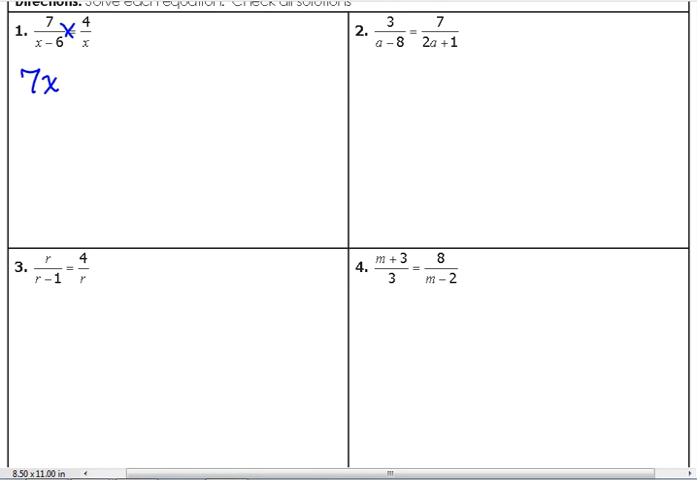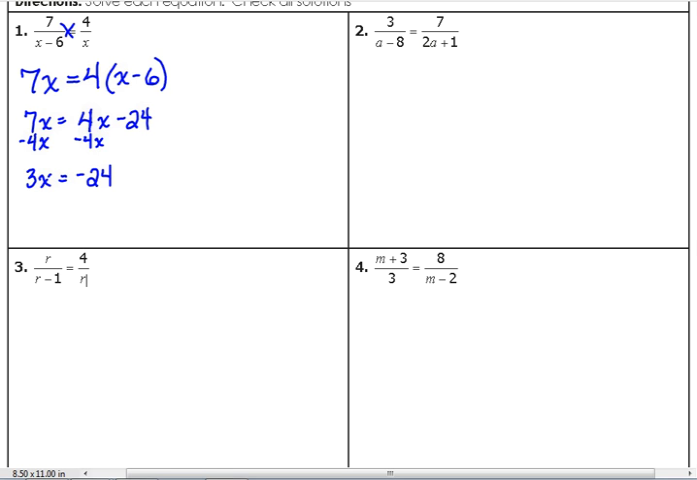So 7 times x is equal to 4 times, now this is where you're going to have to be careful. We got to put parentheses around the x minus 6 because we've got to distribute. So we've got 7x is equal to 4x minus 24. This is just a simple linear equation. We've got x's on both sides, so we subtract 4x from both sides. 7 minus 4 is 3, so we've got 3x is equal to negative 24. Divide both sides by 3, so x is equal to negative 8.